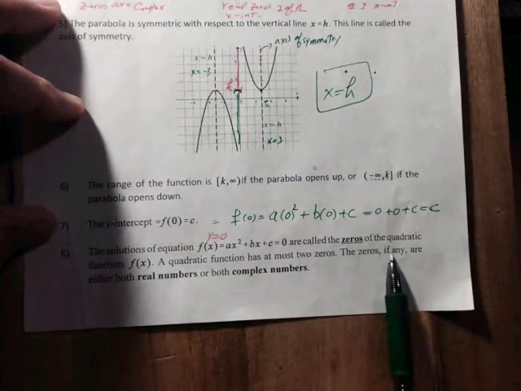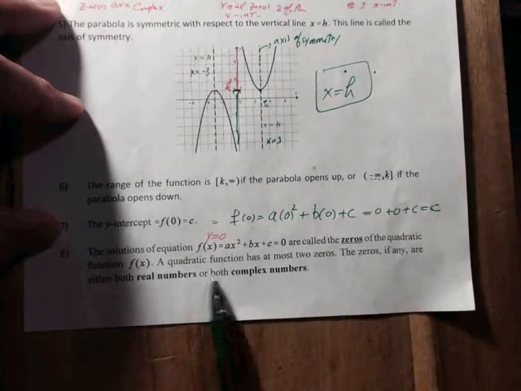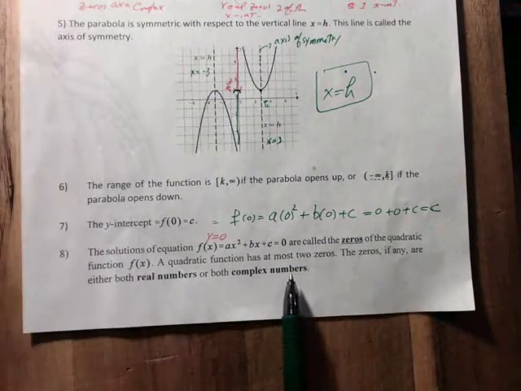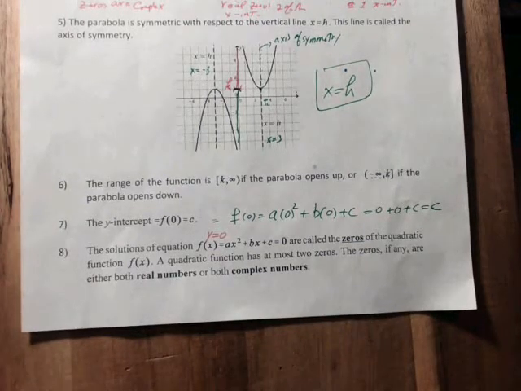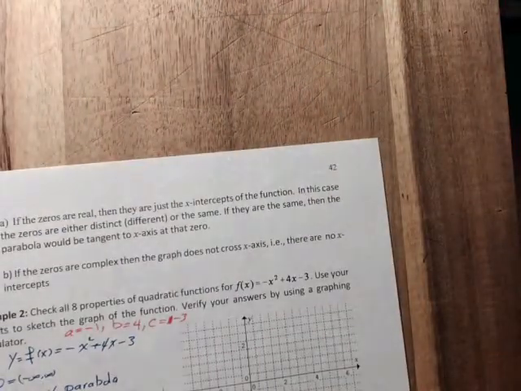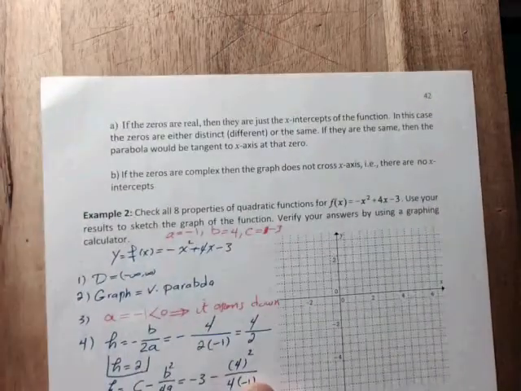These 2 zeros may be either real or complex. So for any function, when you find zeros, the zeros could be either real or complex. So let's see what's next. Continuing, this item has two parts, A and B.